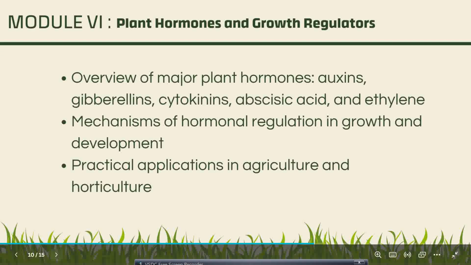Now module 6 is plant hormones and growth regulators. They also play a major role in the physiology of the plant, the structure of the plant and all. So here there will be an overview of major plant hormones, that is auxin, gibberellins, cytokinins, abscisic acid and ethylene. These are the major plant hormones, or we can call them phytohormones, present in the plant, produced by the plants. Then we will be doing the mechanism of hormonal regulation in growth and development, practical applications in agriculture and horticulture.